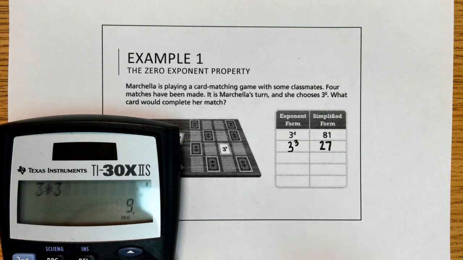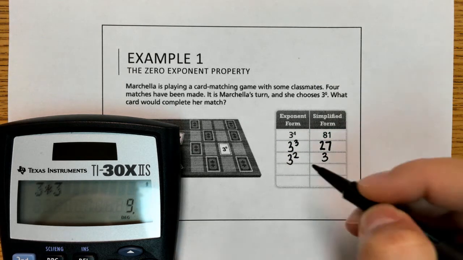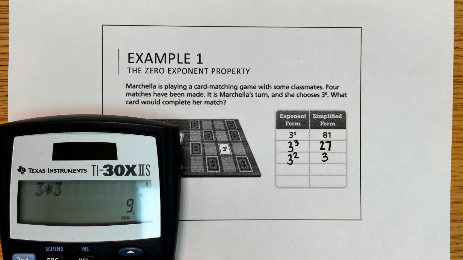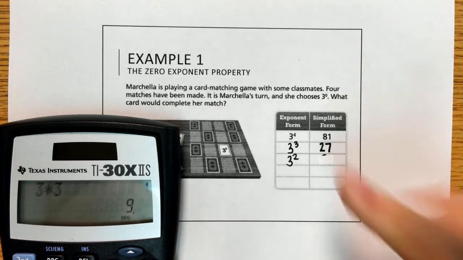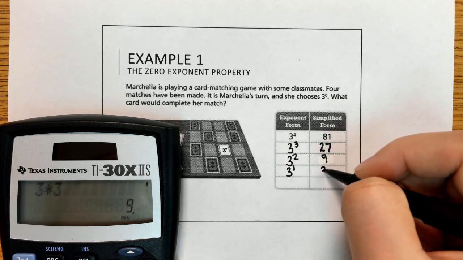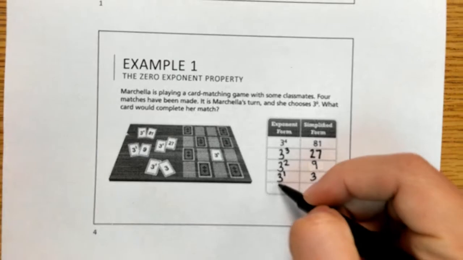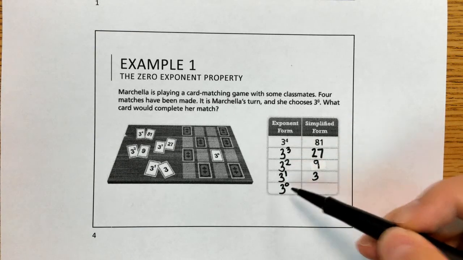3 squared is 3 times 3, which is, sorry, that should be 9. 3 times 3 is 9, so let me go ahead and fix that. 3 to the first power is just 3. So that leaves us with 3 to the 0 power, because we're decreasing the power: 4, 3, 2, 1, 0.